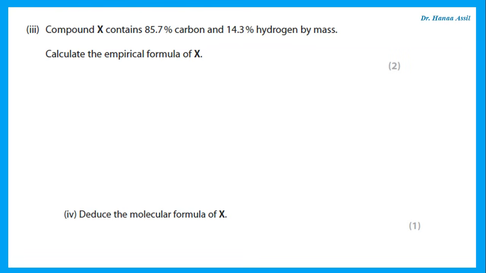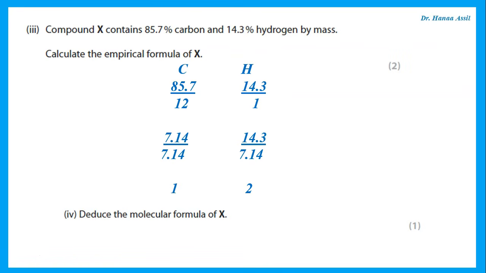So we are required to get the empirical formula. Again, you know that to get the empirical formula, first divide by the mass number. What comes out, you divide by the smallest. This gives a ratio of 1 to 2, and that means that the empirical formula is CH2.